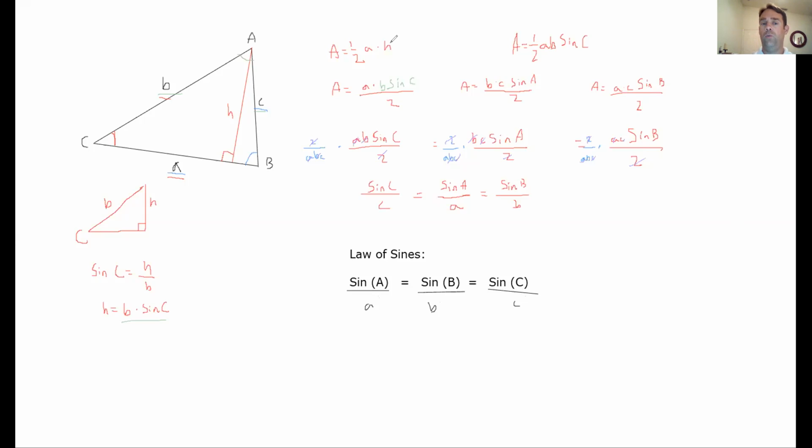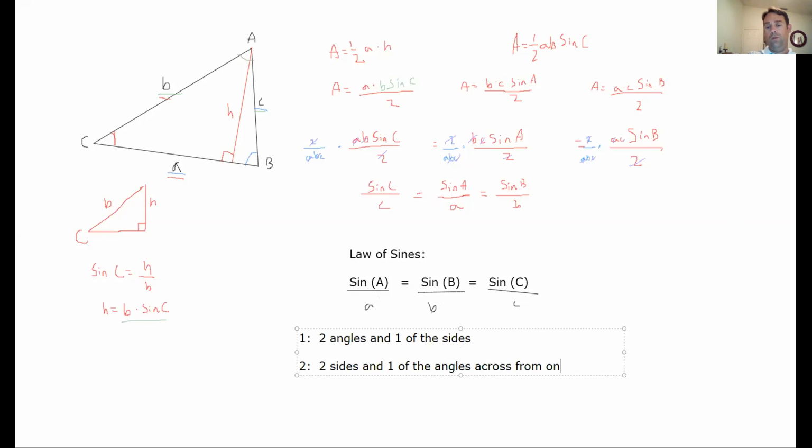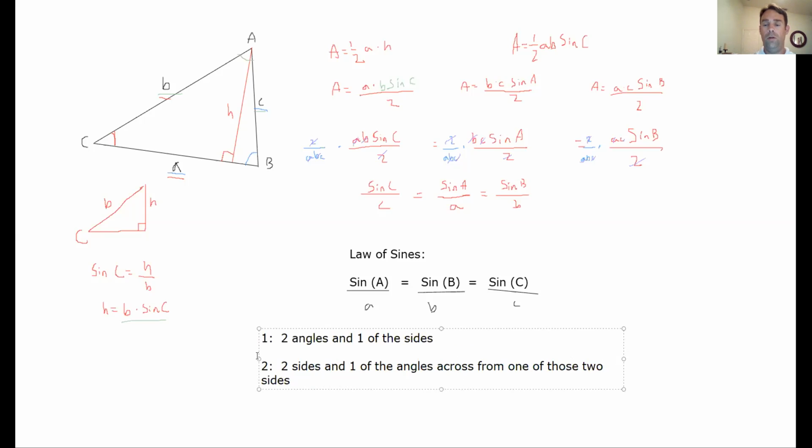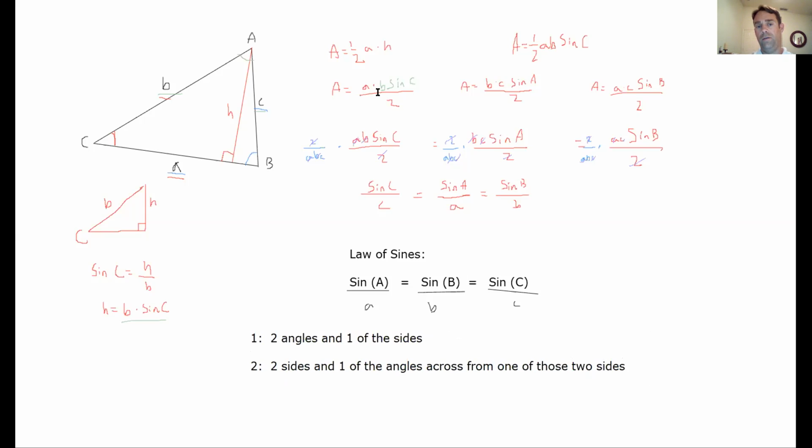Well, law of sines works if we know one of two things. If we know two angles and one of the sides. Or it works if we know two sides and one of the angles across from one of those two sides. And we'll get into that a little bit more in a couple days. So two angles and a side, or two sides and one of the angles across from it.